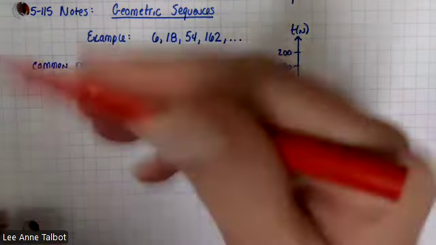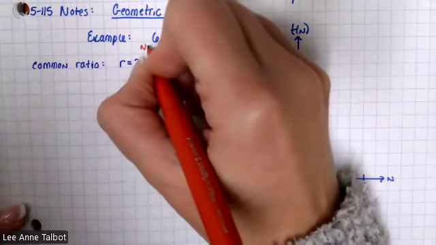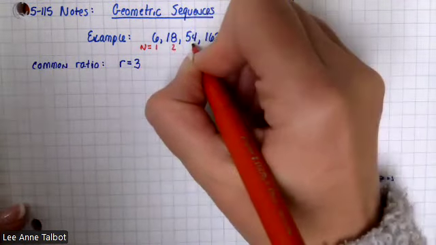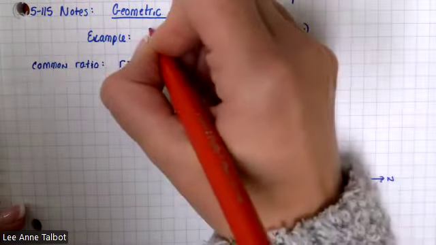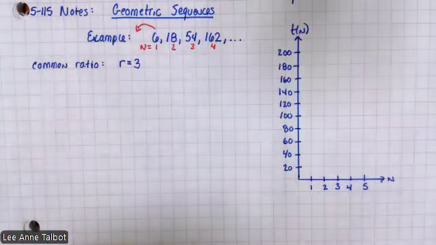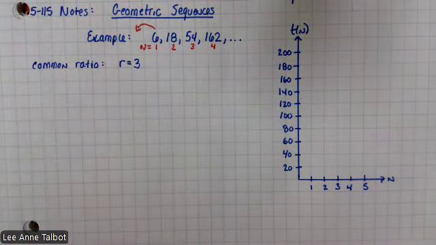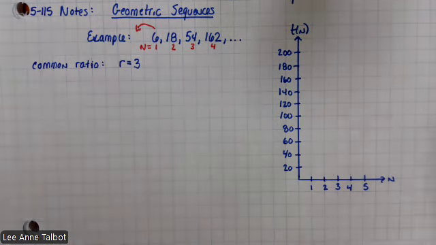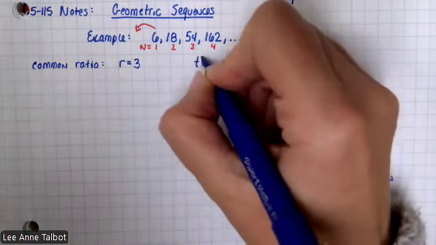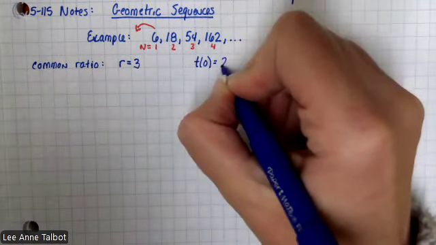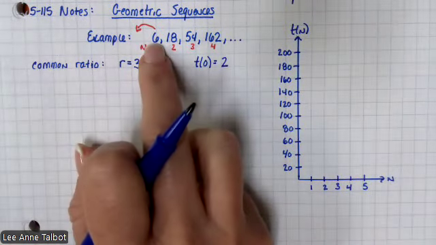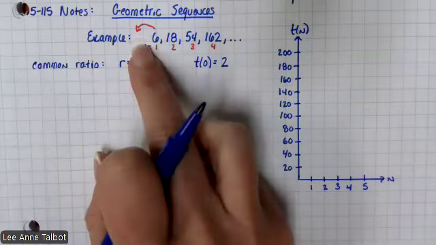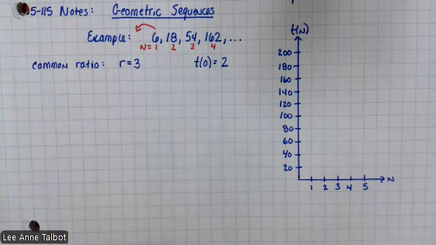I'm going to do my same little notation under here. N equals 1, 2, 3, 4. And then my arrow back. What would term 0 be for this problem? 2. Excellent. So when you go this way, you multiply by 3. When you go backwards, you divide by 3.